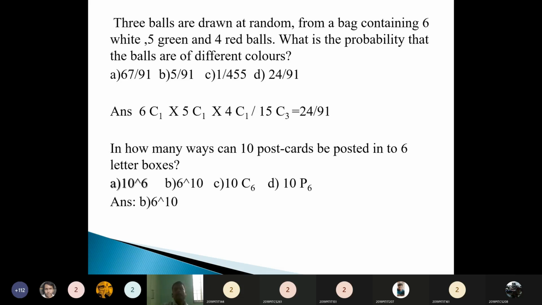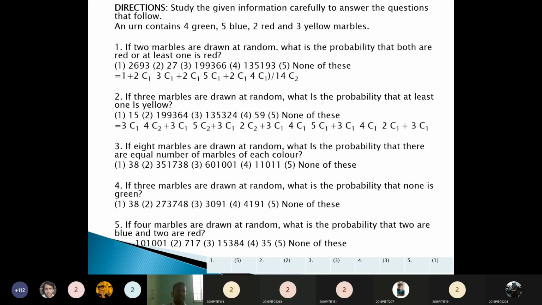3 balls are drawn at random from a bag containing 6 white, 5 green, and 4 red balls. What is the probability that the balls are of different colors? 3 different colors of balls are available. Without any restriction, picking 3 balls is the sample space, which will come in the denominator. That is nothing but 15C3.